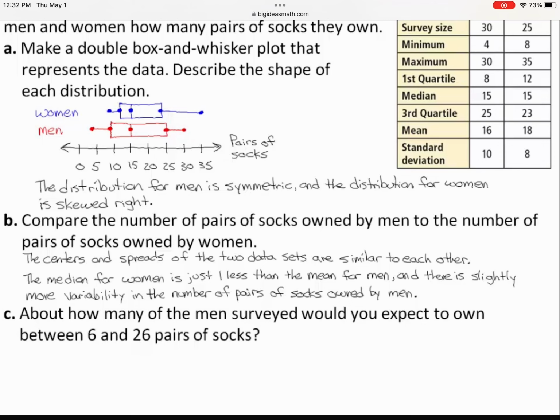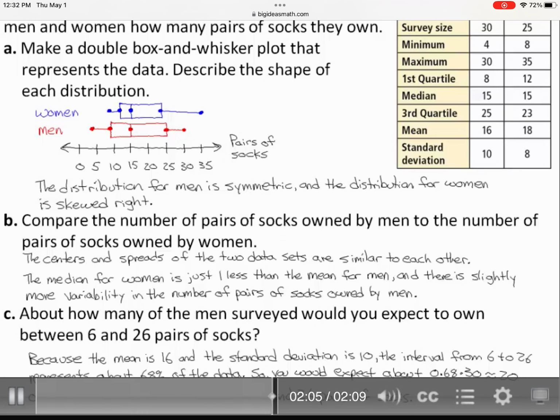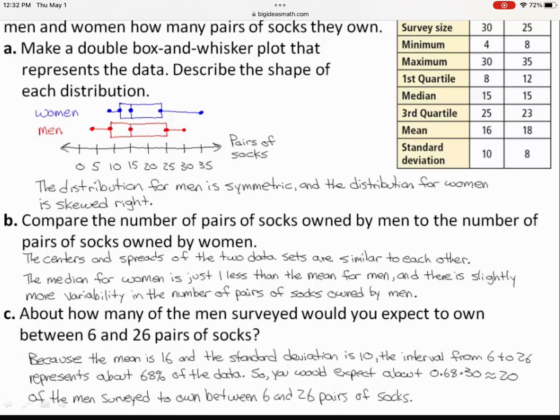Part C. About how many of the men surveyed would you expect to own between 6 and 26 pairs of socks? Assuming the symmetric distribution is bell-shaped, you know that about 68% of the data lie within one standard deviation of the mean. Because the mean is 16 and the standard deviation is 10, the interval from 6 to 26 represents about 68% of the data, so you would expect about 68 hundredths times 30, or approximately 20 of the men surveyed, to own between 6 and 26 pairs of socks.